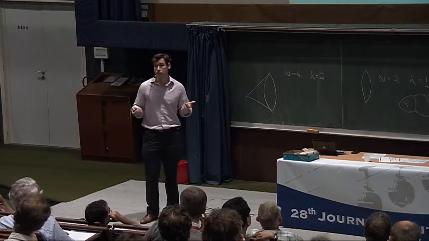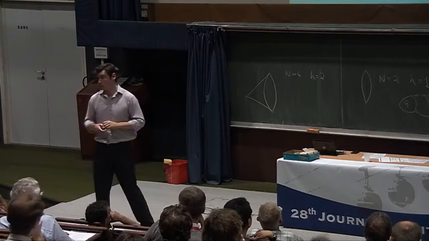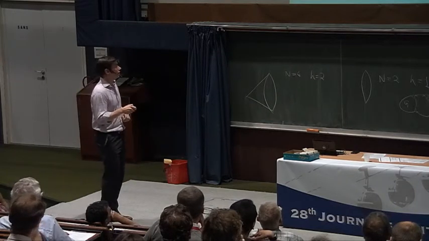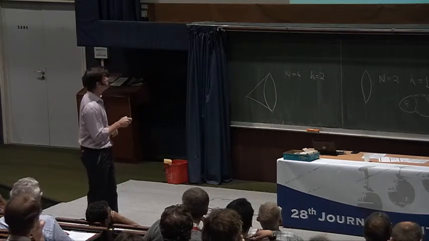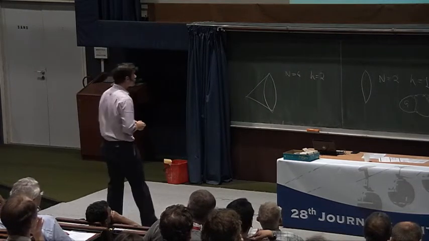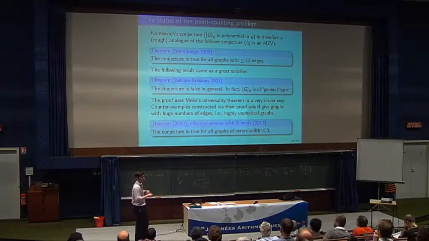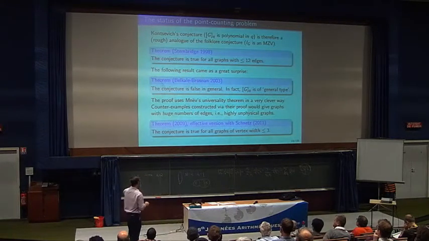And in particular, since not all schemes have polynomial point counting functions, take your favorite elliptic curve, then it cannot be the case that all graphs have polynomial point counting functions. So the conjecture is completely false. But then you'd like to run this backwards and say, okay, take my elliptic curve and construct from it a graph that gives an explicit counterexample.